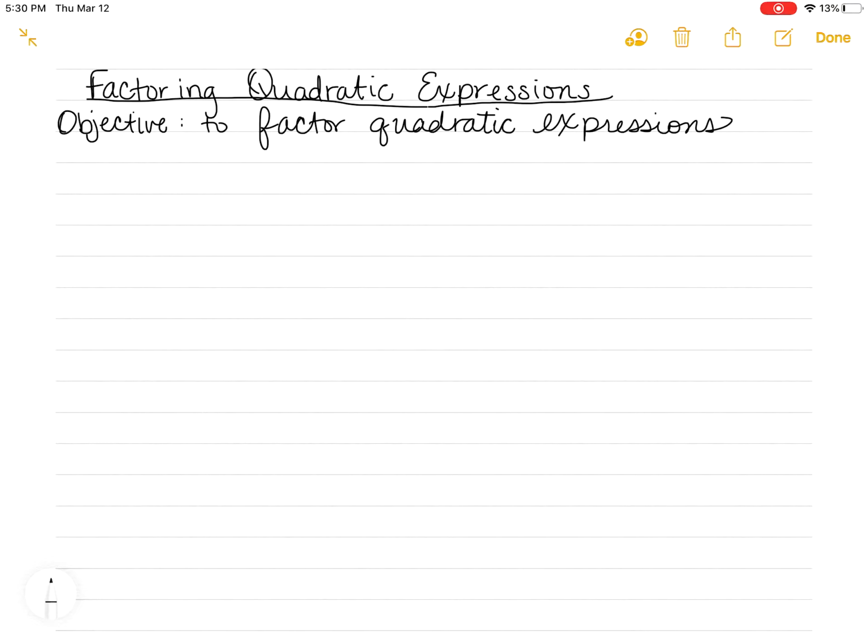All right, so let's look at our first example. So we're going to factor the following expression. 2x squared minus 5x minus 3. Okay. So 2x squared minus 5x minus 3. So we want to factor this.